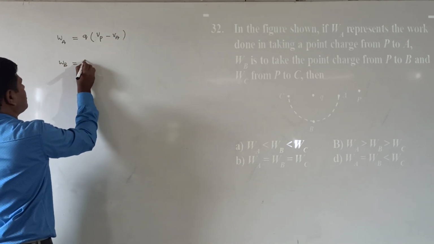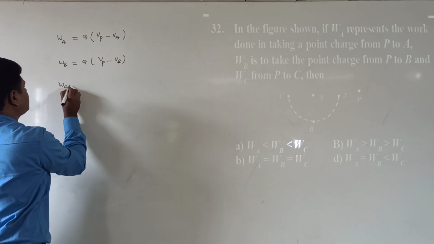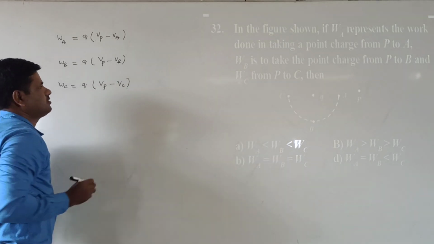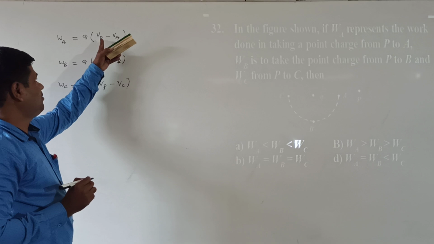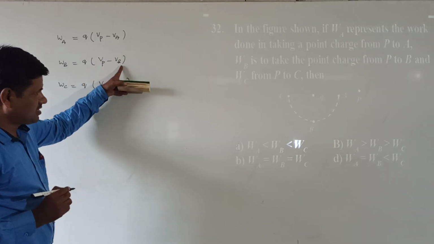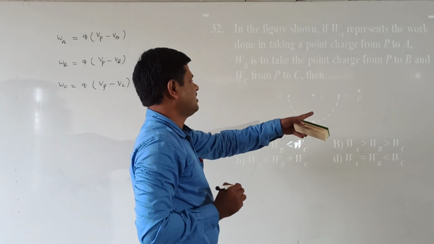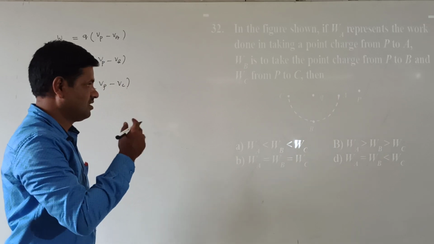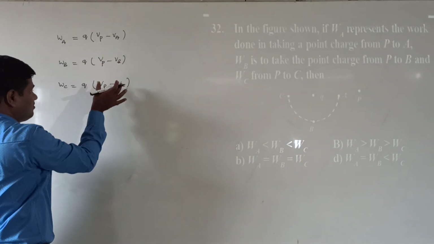Now WB is equal to Q into VP minus VB. Now WC is equal to Q into VP minus VC, the potential difference we are writing for point C. But the potential differences VP minus VA, VP minus VB and VP minus VC are the same, because the charge is taken from P to A, P to B, P to C on the equipotential surface. The charge taken on the equipotential surface means this value is the same.